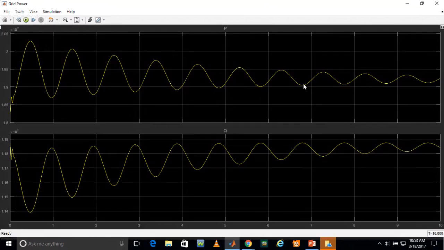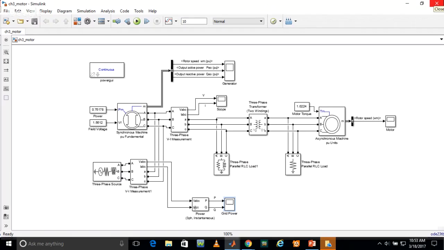As you already know, 19 megawatt of active power is provided by our swing bus. So it's coming around 19, right? And similarly, how much reactive power? About 11 MVAR. It's coming around 11.8 MVAR, right? So this is showing the exact result that is coming in our circuit.